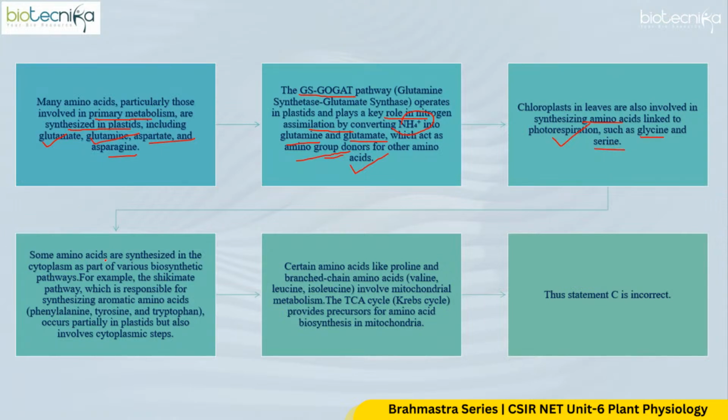Next, some amino acids are also synthesized in the cytoplasm as well. If you have studied secondary metabolites, you might be aware of the shikimic acid pathway. Shikimic acid pathway is responsible for producing aromatic amino acids. So these occur in the plastid and also involve cytoplasmic steps. Apart from all these things, certain amino acids are also involved in mitochondrial metabolism. That means mitochondria also produce a few.